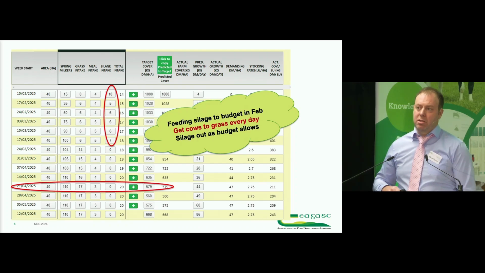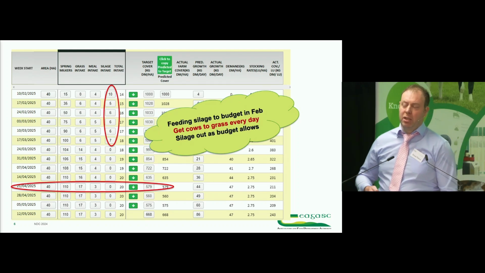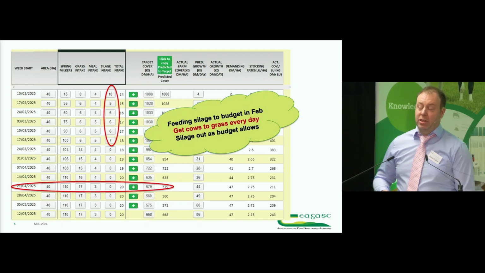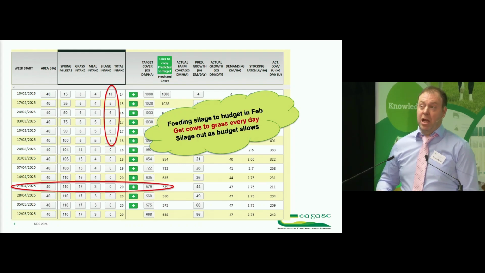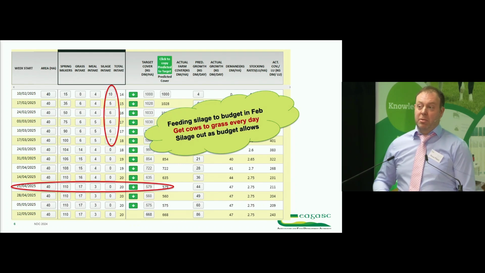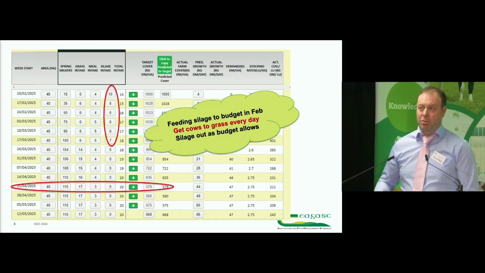Normally speaking, we're generally starting to graze around the 20th of February, and we'll usually have silage in the diet up until the 10th of March. This year it was, you might say, early April or mid-April actually. It was still silage in the diet, but that would be unusual enough. But it'll vary. The main thing is that you've got a plan.